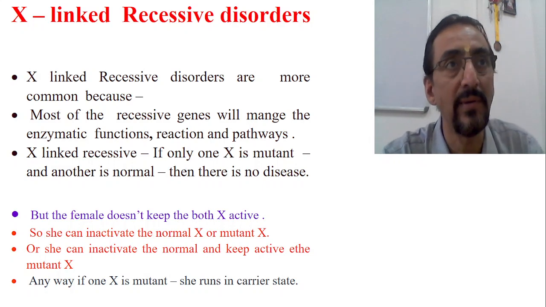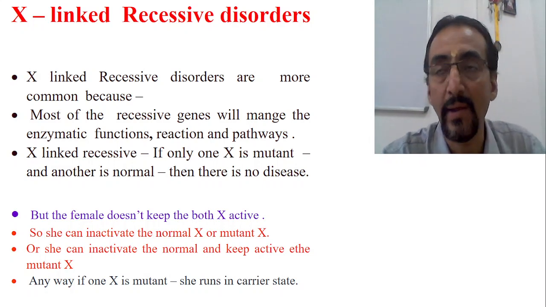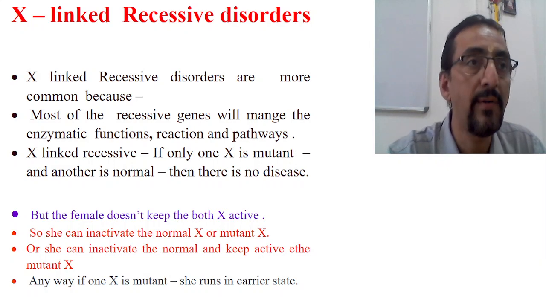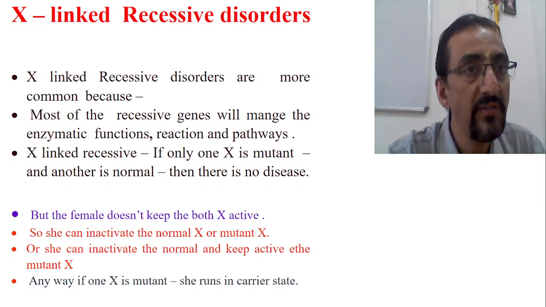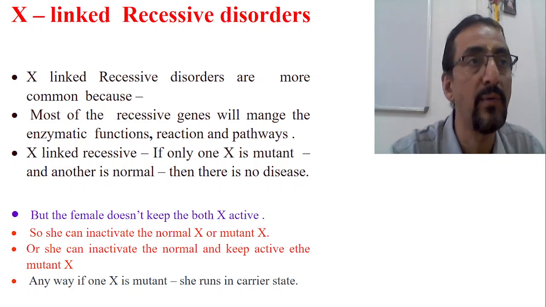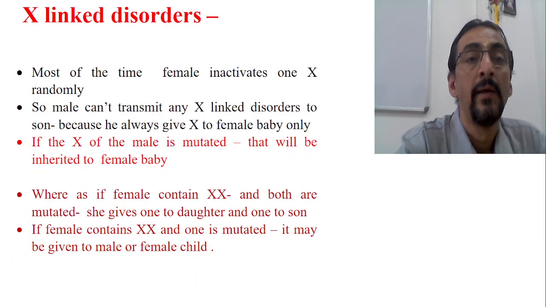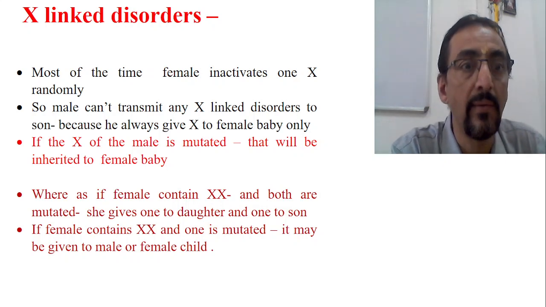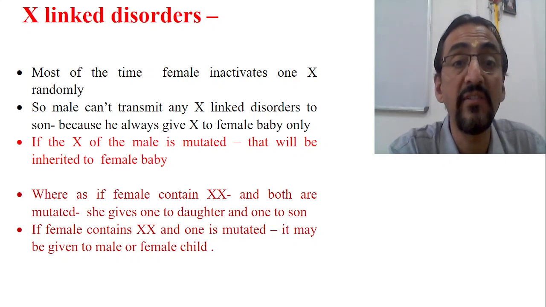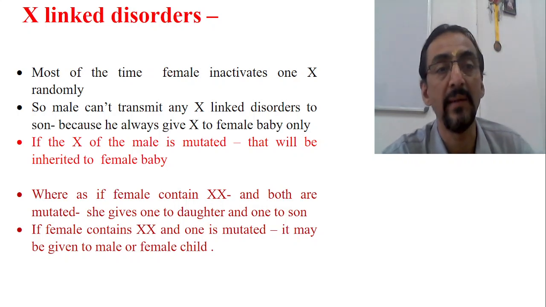This is the normal rule. Although this is a possibility as per the Mary Lyon hypothesis, for our understanding purpose we will assume that in a female both X are there, both are active. So if one is carrier, there is no disease. Most of the time, the female inactivates the X randomly. Okay, so a male cannot transmit X-linked disorders to the son. This is another important thing.